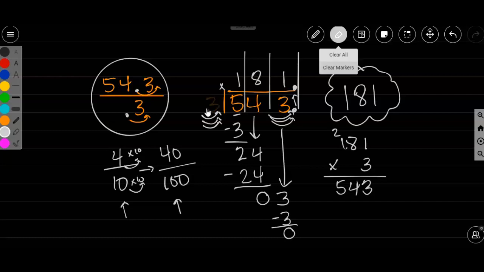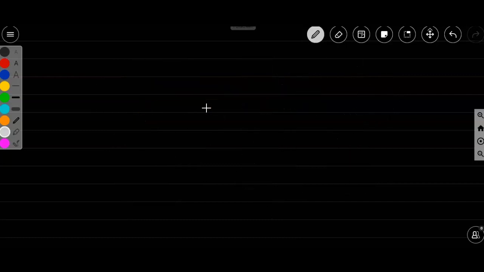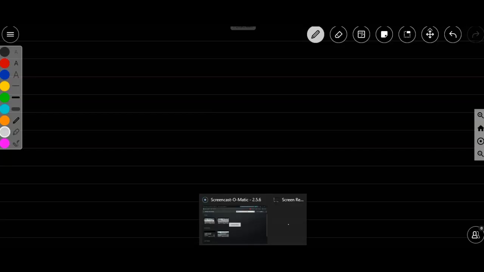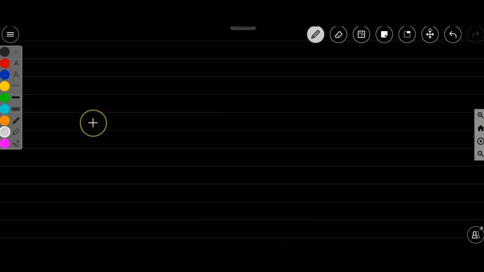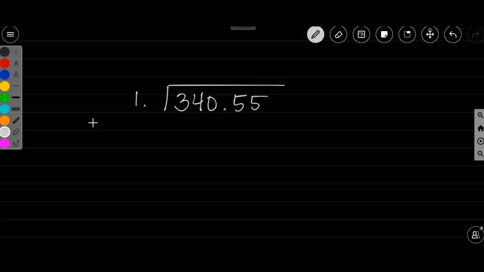Let's practice some more, okay? Don't panic. All right, so let me think of another one. Okay, let's do 340 and 55 hundredths divided by 1 and 5 tenths. Okay, let's see what happens.